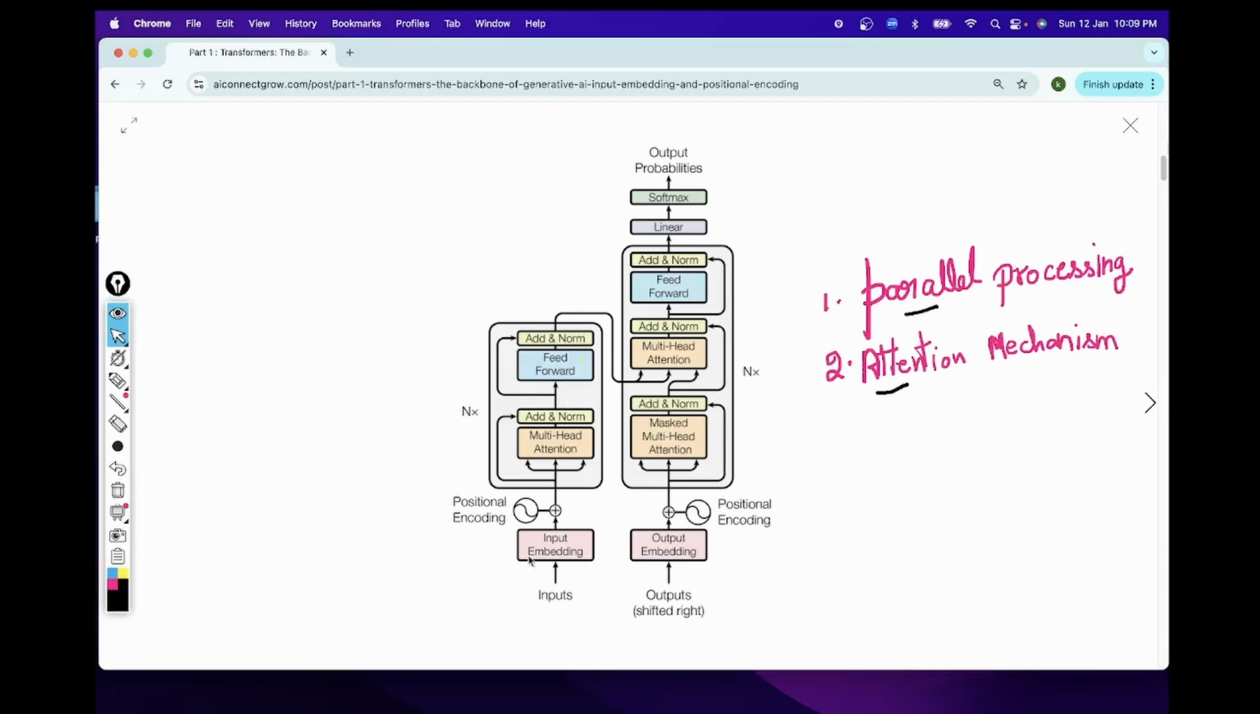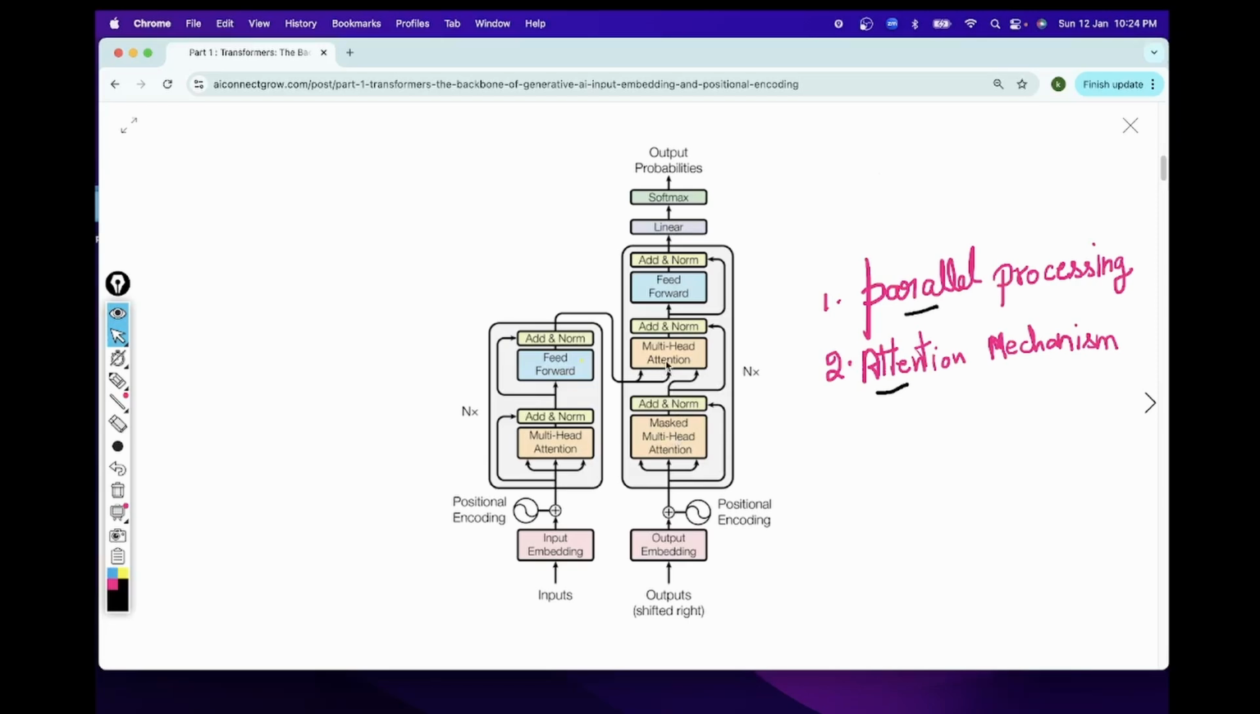Now that we have covered input embedding, positional encoding, and encoder blocks at a very high level, let's understand the decoder block. Similar to the encoder block, the decoder block also has masked self-attention. Why is it called masked self-attention? Because it ensures that the model only attends to the previous tokens in the target sequence. This is crucial for autoregressive tasks like text generation.